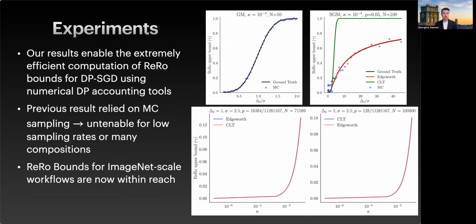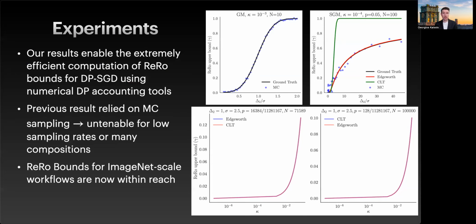Since we are able to now compute rho bounds very efficiently using the aforementioned software tools, we can essentially employ tools for numerical differential privacy accounting to bound rho. And we can do that even for very large-scale workflows, whereas prior works had to rely on Monte Carlo techniques. And this is really untenable for very low sampling rates or for a very high number of compositions, because we need vast amounts of Monte Carlo samples and the variance of the sampler becomes very, very high.